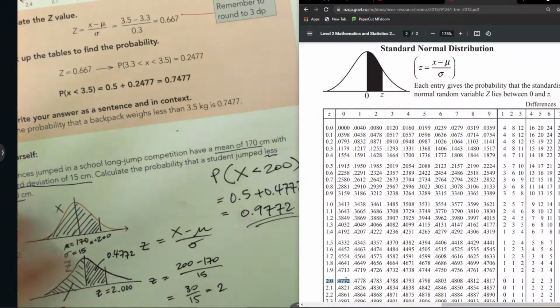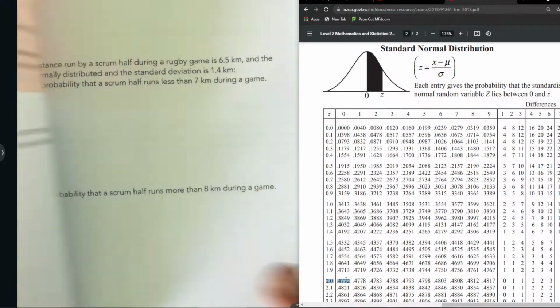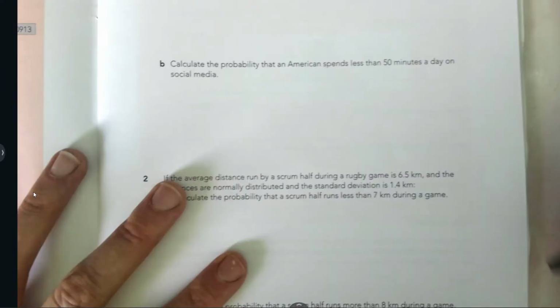So that's our final answer for page 22. Oh, sorry, page 23. Okay, let's move on.